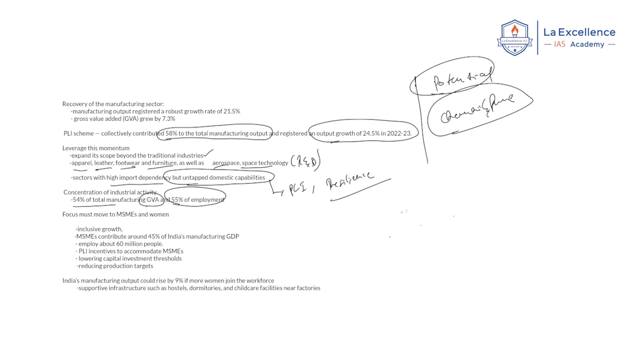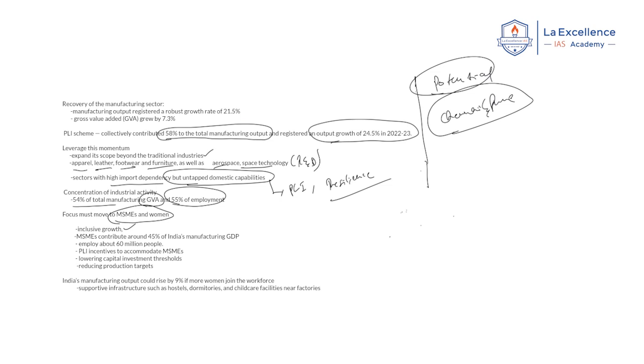Another important suggestion given by the author is that we must focus on MSMEs and women. Now, major manufacturing does not have the ability to create new employment, but MSMEs have the ability to create new employment. Women are more participating in ground level or cottage level, micro and small manufacturing activities. Hence, this creates an inclusive ecosystem. That is what the author is saying. So when we include MSMEs and women, this leads to inclusive growth.